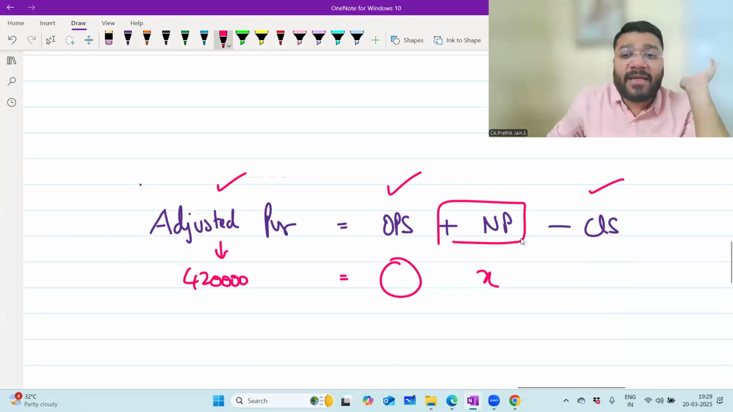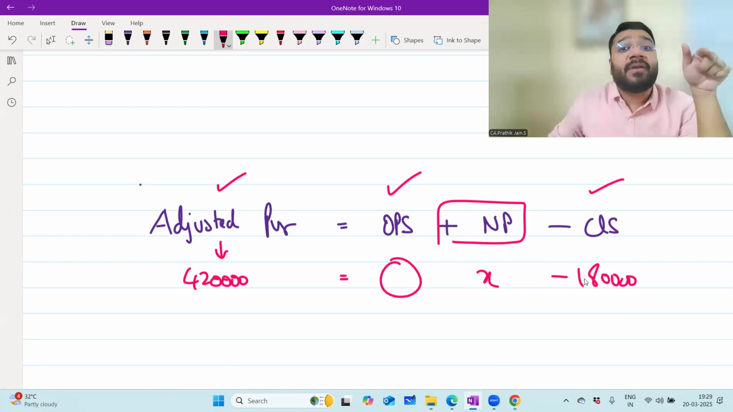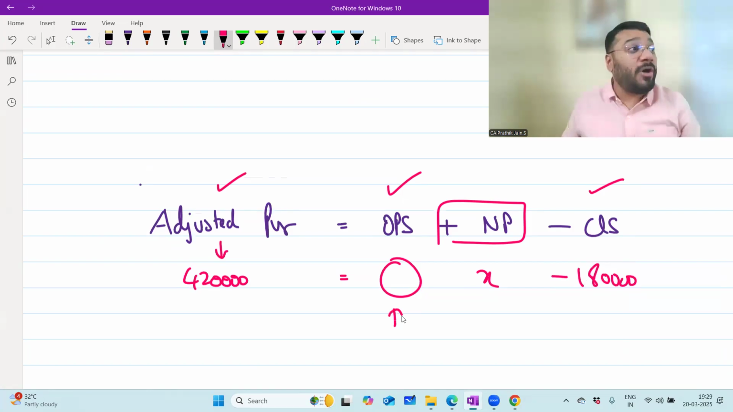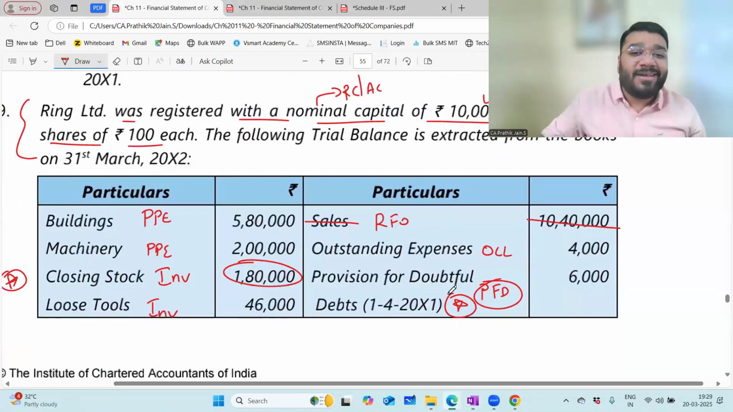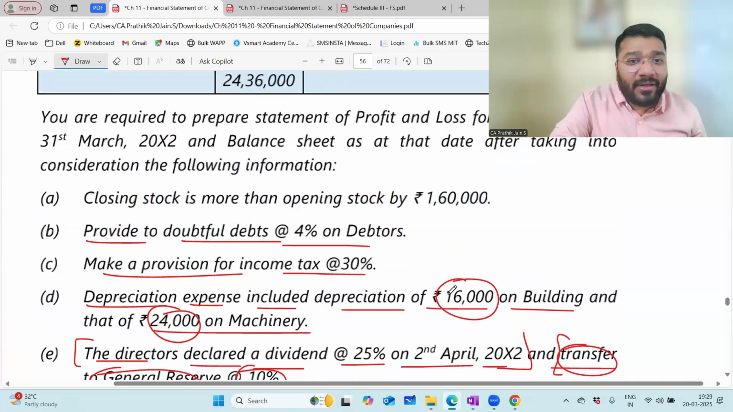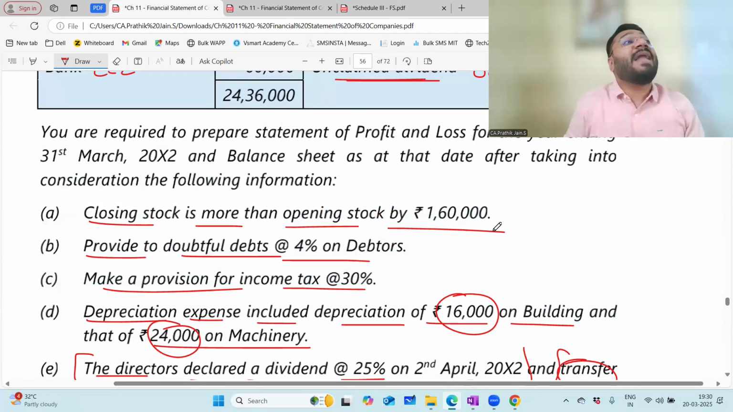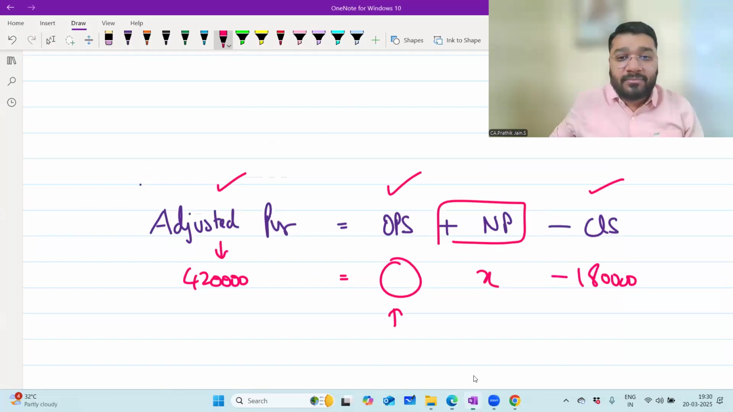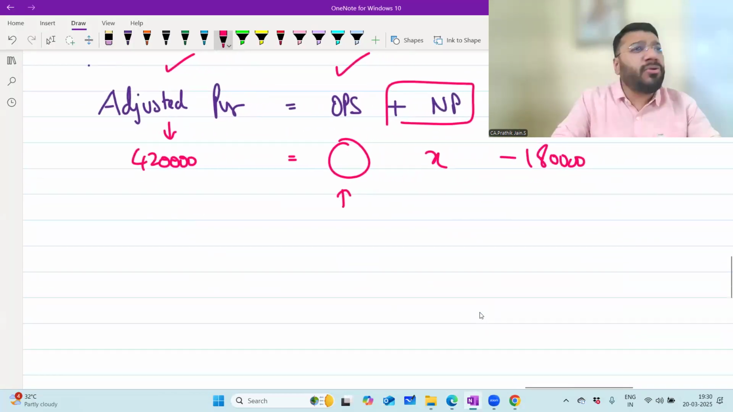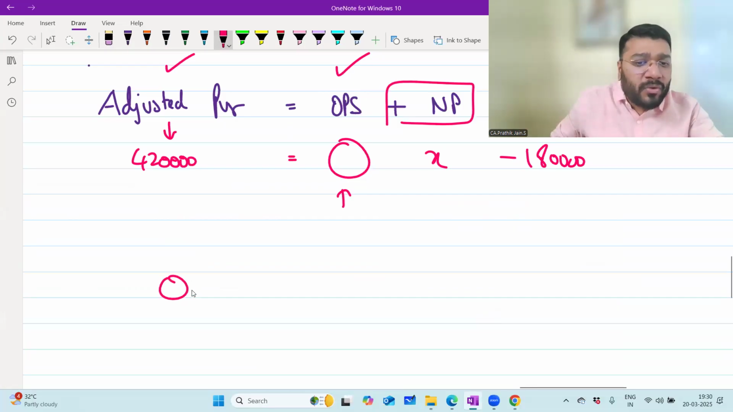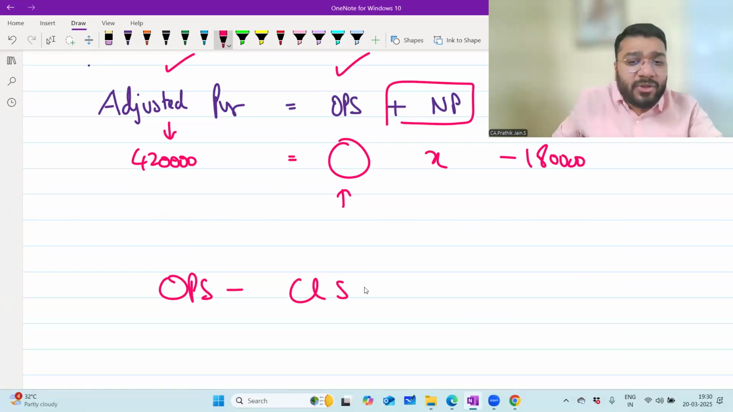But I don't have the information about the opening stock. How to calculate the opening stock, the hint of that is given in the additional information. How, sir? Closing stock is more than opening stock by 1,60,000. Now, how to do this? Very simple. Don't complicate. Opening stock minus closing stock is equal to change in inventory.